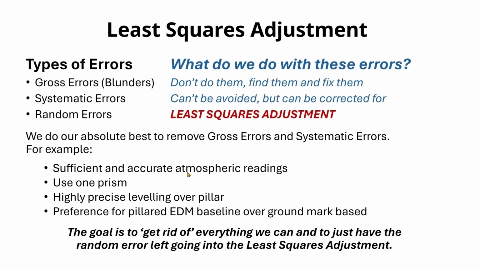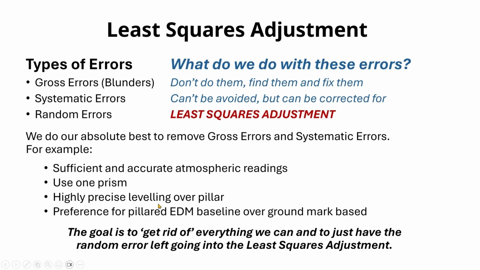For example, we take sufficient and accurate atmospheric readings such that we can model the temperature, pressure, and humidity to a high enough accuracy across the EDM baseline. We would use one prism, which removes the differences that might exist between two prisms. Then if there did exist some small eccentricity error in the prism, well, it would actually probably just be lost in the index correction. A side note too is that using a single prism is actually a requirement for traceability, as the calibration is of an EDM instrument plus prism set.